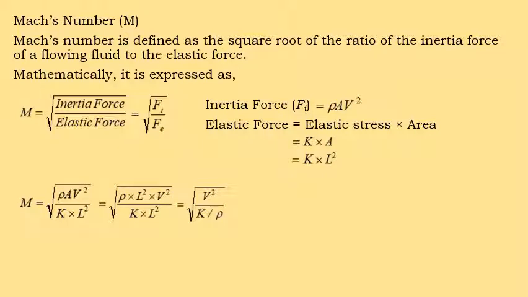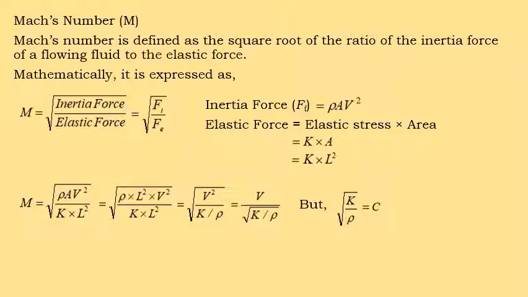The remaining variables are v square by K by rho, where rho in the numerator is shifted to the denominator. So once again, the square root of v square we can write as v, by the square root of K by rho. But the square root of K by rho is equal to C. That is the velocity of the sound wave. It is called the velocity of sound wave.